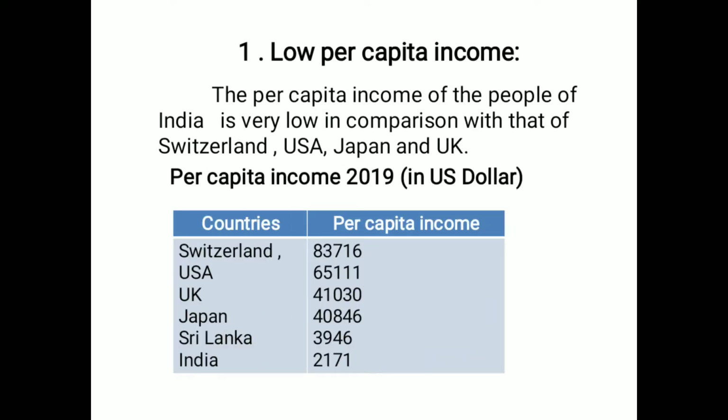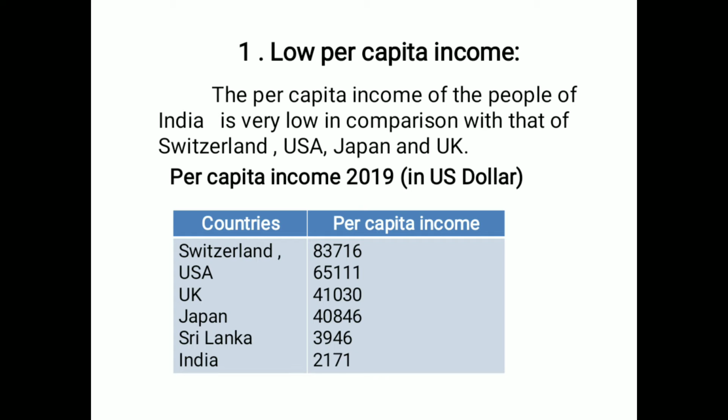The first problem of Indian economy is low per capita income. The per capita income of the people of India is very low in comparison with that of Switzerland, USA, Japan, and UK. The following data shows us how much lower per capita income is there in India as compared to the other nations. This is the 2019 data.